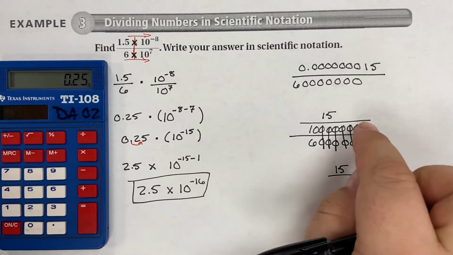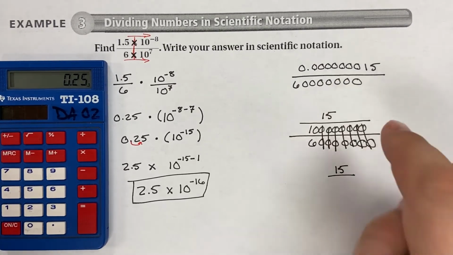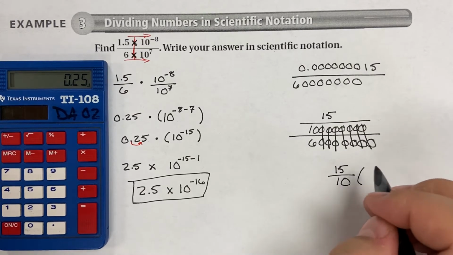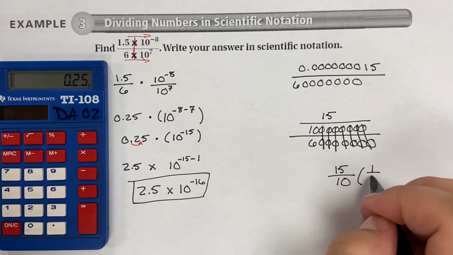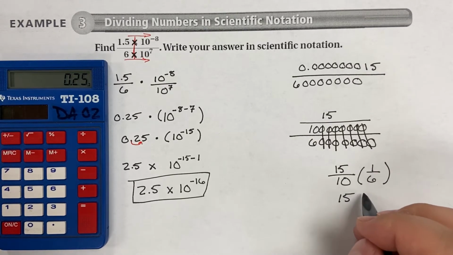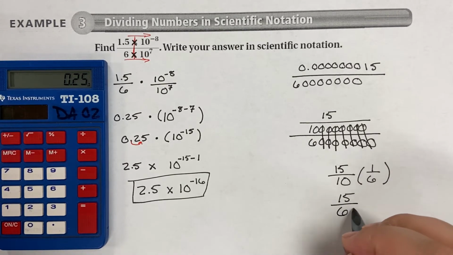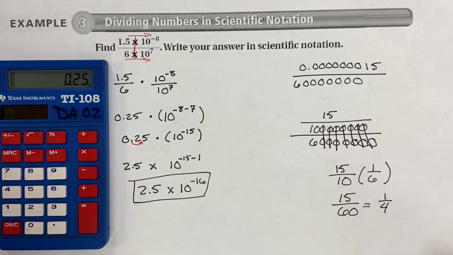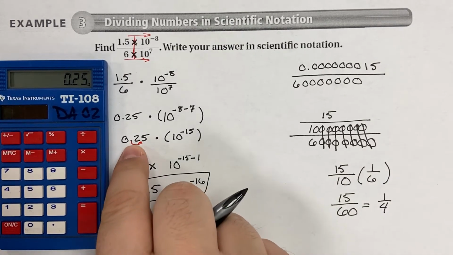Now remember, those don't actually go away, but this is how to visualize how I can do this. So that's the same idea as multiplying by 1/6. So now I'm going to get 15 over 60, which is equal to 1/4, which is what we got here.